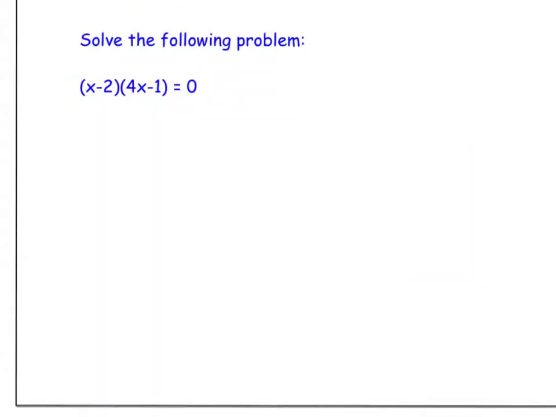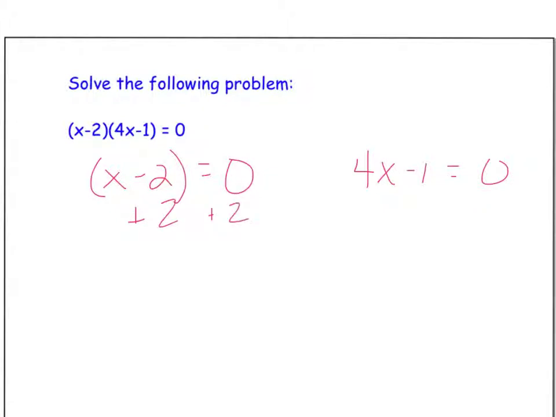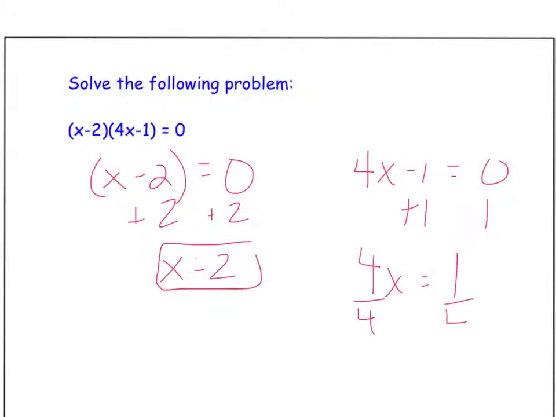Last example. This is how you would go about solving a factored quadratic. You first take x minus 2 and set that equal to 0. Then you take 4x minus 1 and set that equal to 0. From there you solve for x for each problem, and then you have your two answers. We'll practice more next time.